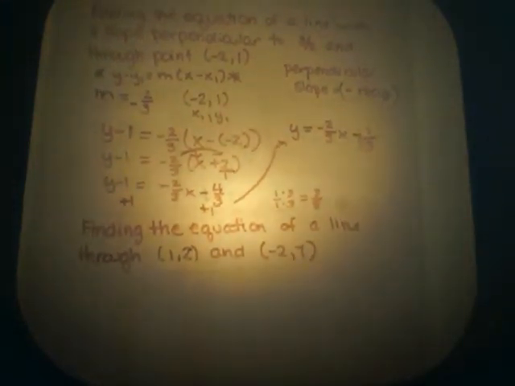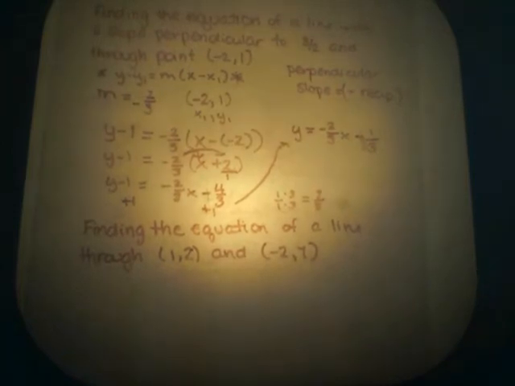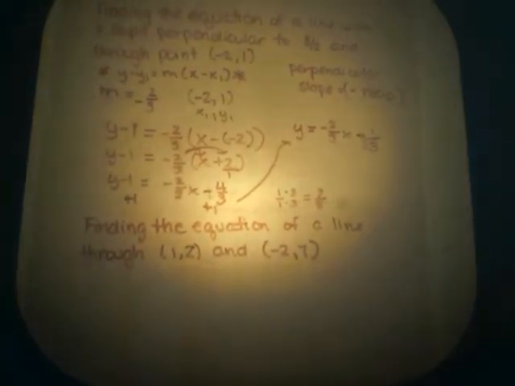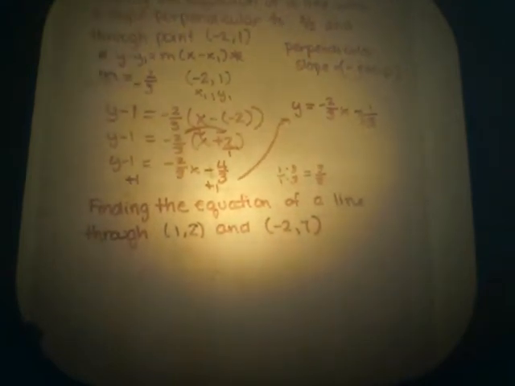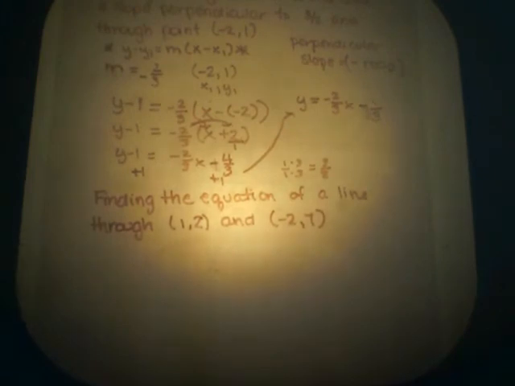So that's how we find the equation of a line with a slope perpendicular to a slope that's given to us and through a point. This is very important. We're going to be using it a lot in the equations coming up with our different values that we're finding, our centroids, our circumcenters, and orthocenters.